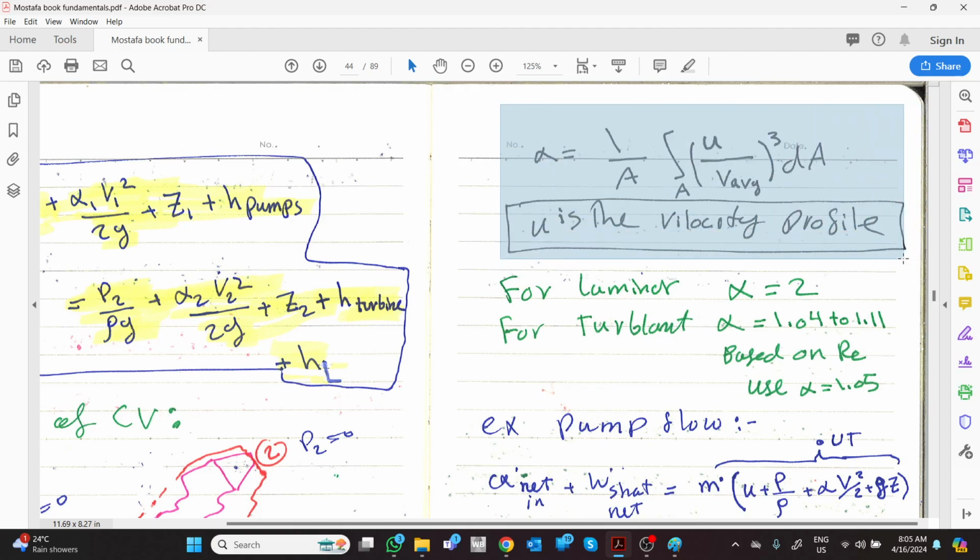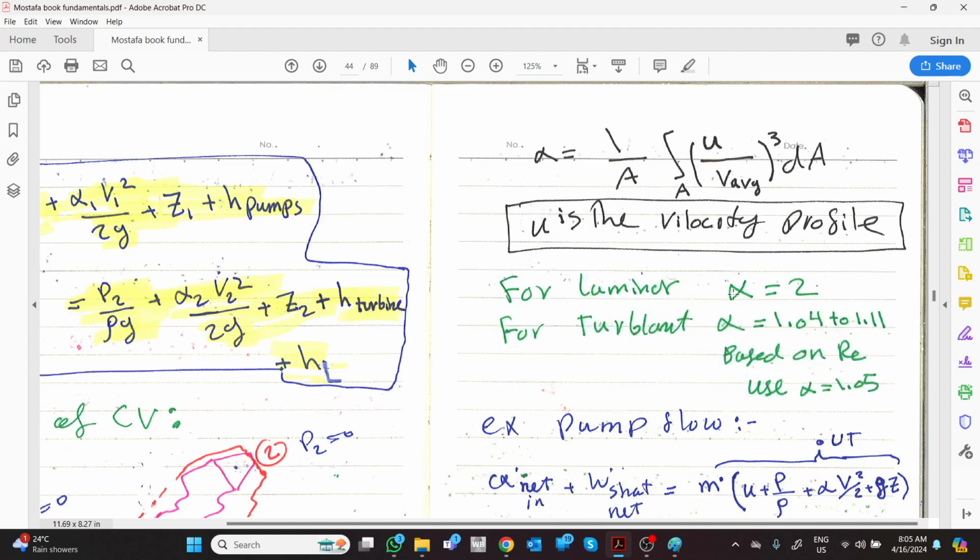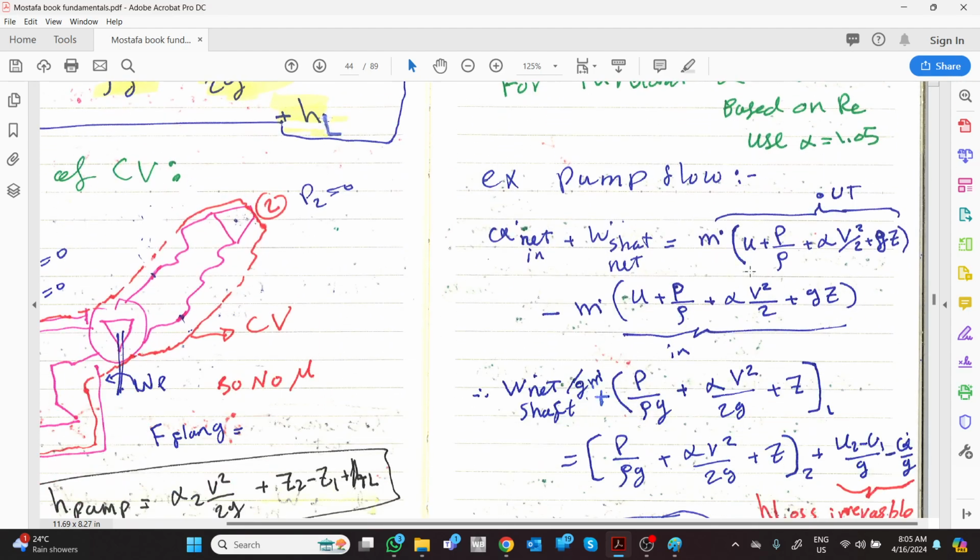No, forget it. There is already an approximation, so we can get the value directly. If it is laminar flow, which is a Reynolds number under 2000 for pipes, for example, it is 2. And if it is turbulent flow, it is from 1.04 to 1.11, depending on the Reynolds number. However, take it as 1.05. This is an accepted approximation.